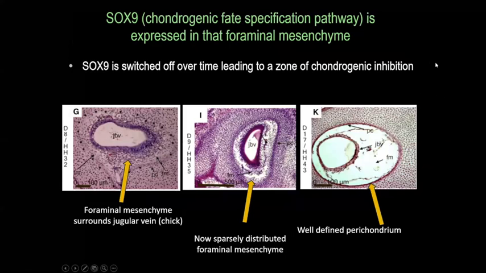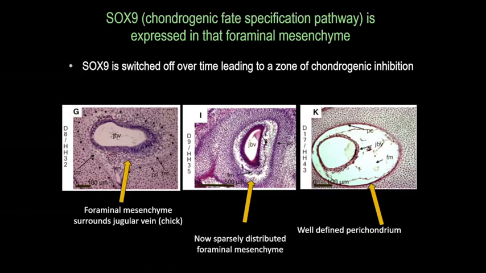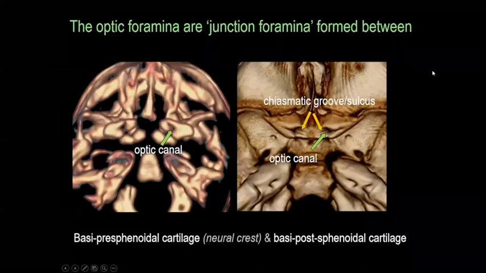So let's take a look at how that happens. Well, SOX9 is a chondrogenic fate specification pathway gene, and it is expressed in that foraminal mesenchyme. So here again, foraminal mesenchyme surrounding the jugular vein in a chick. Here, the sparsely distributed foraminal mesenchyme and the well-defined perichondrium, which occurs after SOX9 is switched off over time, leading to a zone of chondrogenic inhibition.